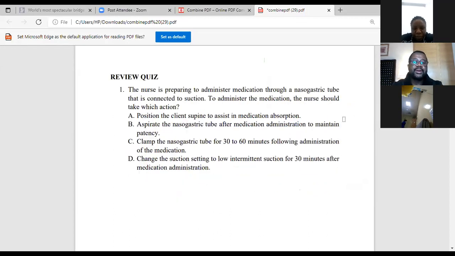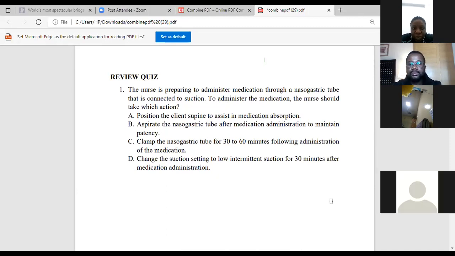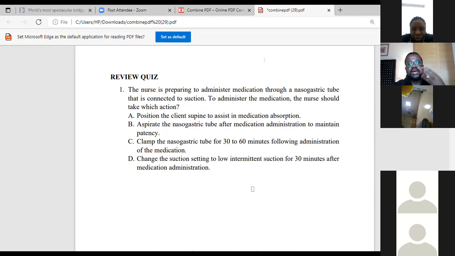The nurse is preparing to administer medication through a nasogastric tube that is connected to suction. To administer the medication, the nurse should take which action? You are about to administer medication. What action should you take first? Okay, that's what this question is talking about. The nurse should take which action?